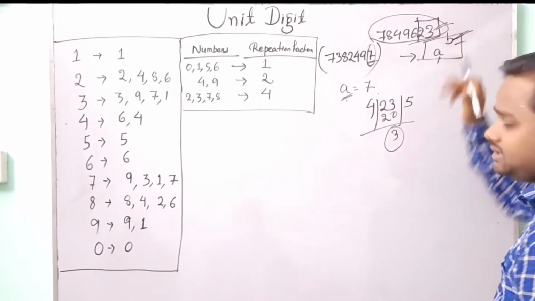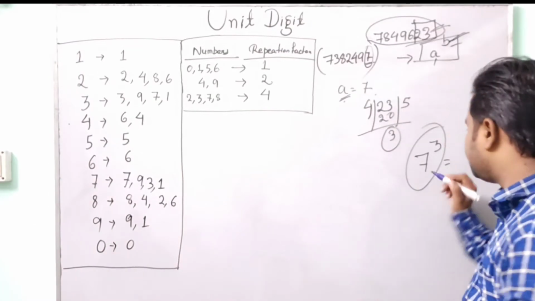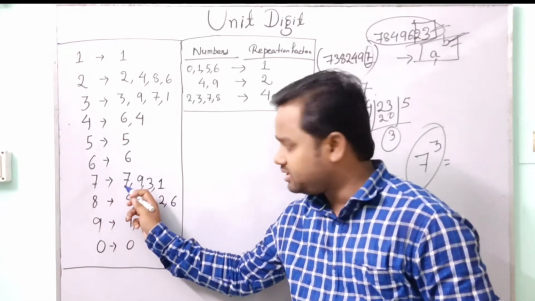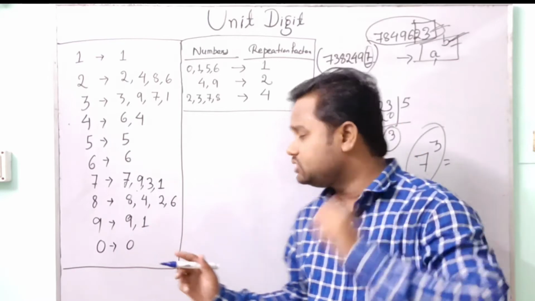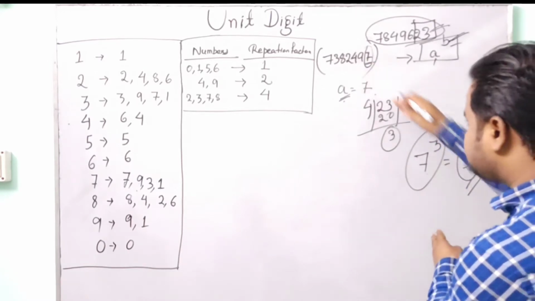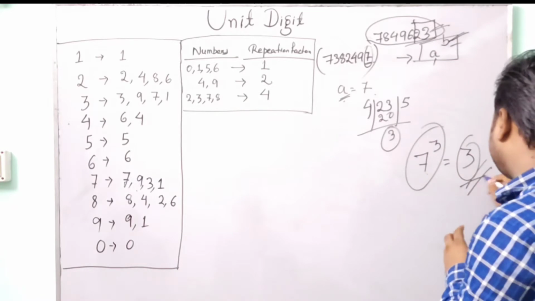So a power b, that means 7 power 3. In 7 power 3, we have to check: 7 power 1 is equal to 7, 7 power 2 is equal to 9, 7 power 3 is equal to 3. So the unit digit here is 3. So 3 is the answer. Here I have described in detail the process to find the unit digit.